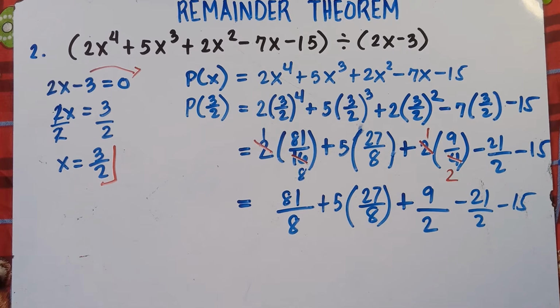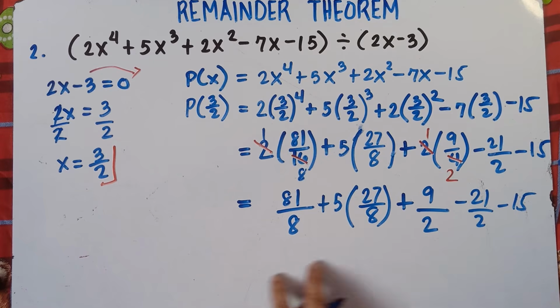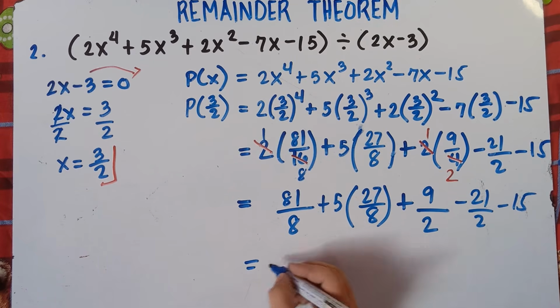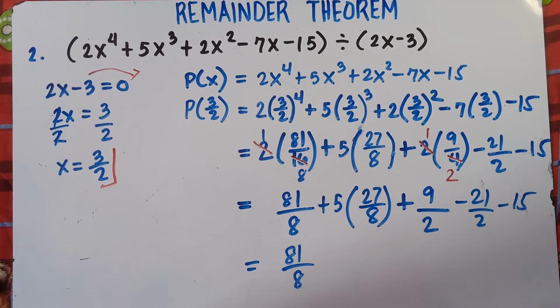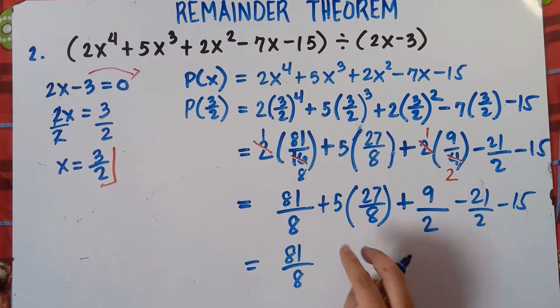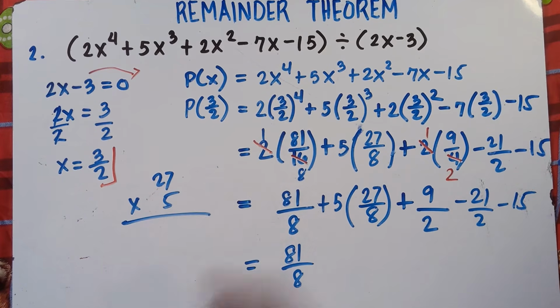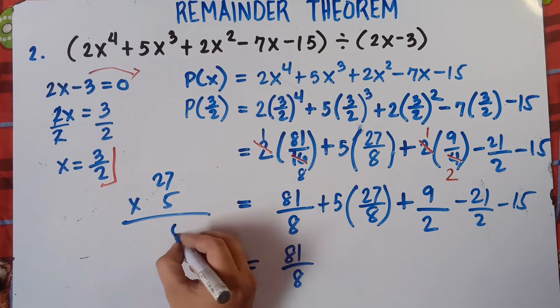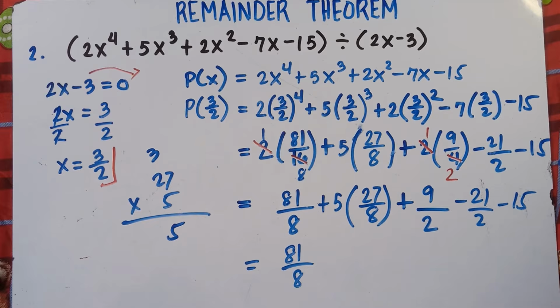Alright, so next step, class, you multiply this one first. Before we can add fractions, we can combine. This will be quite complicated, class. So copy 81 over 8. So I hope you're still with me. 81 over 8. Then you multiply 27 times 5. So 5 times 7 is 35. 5 carry 3. 5 times 2 is 10. Plus 3 is 13. 135.